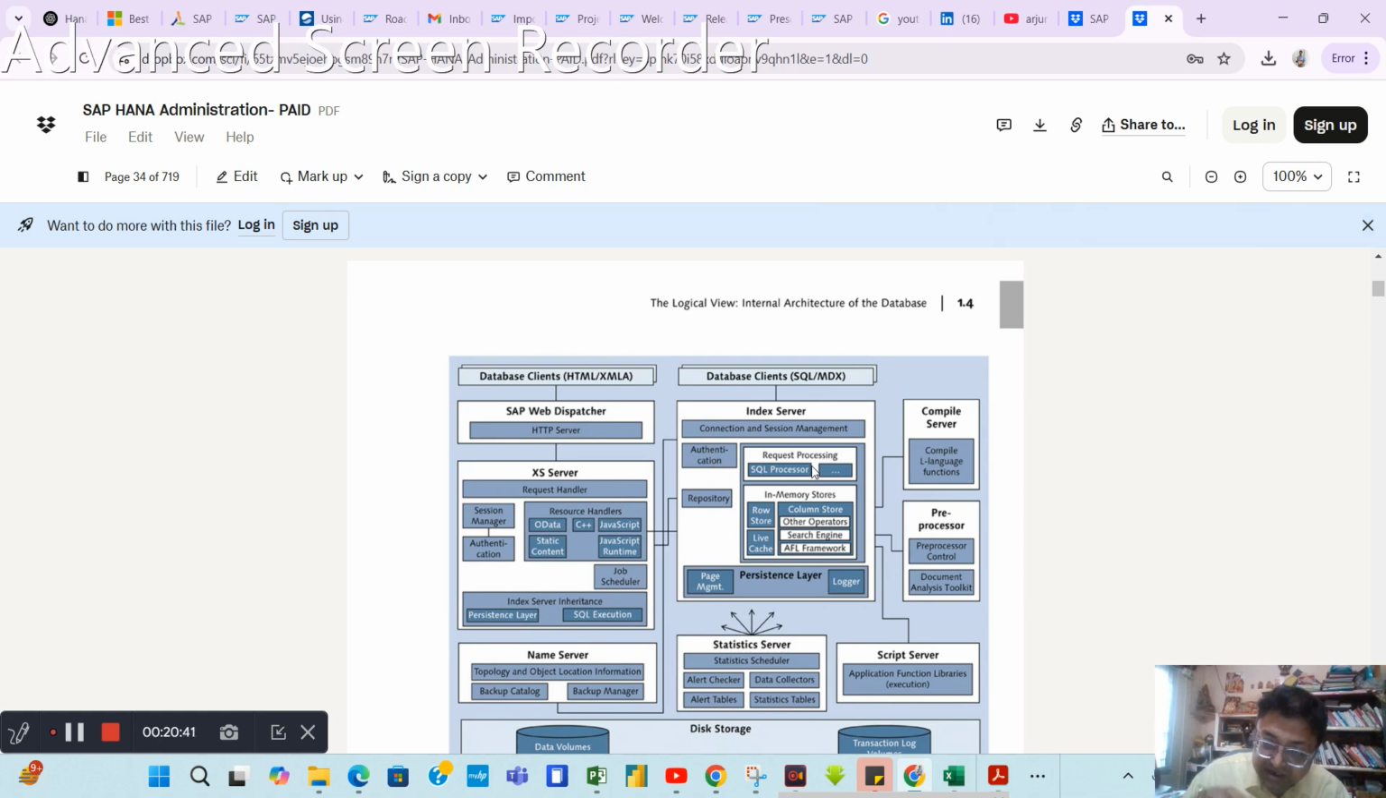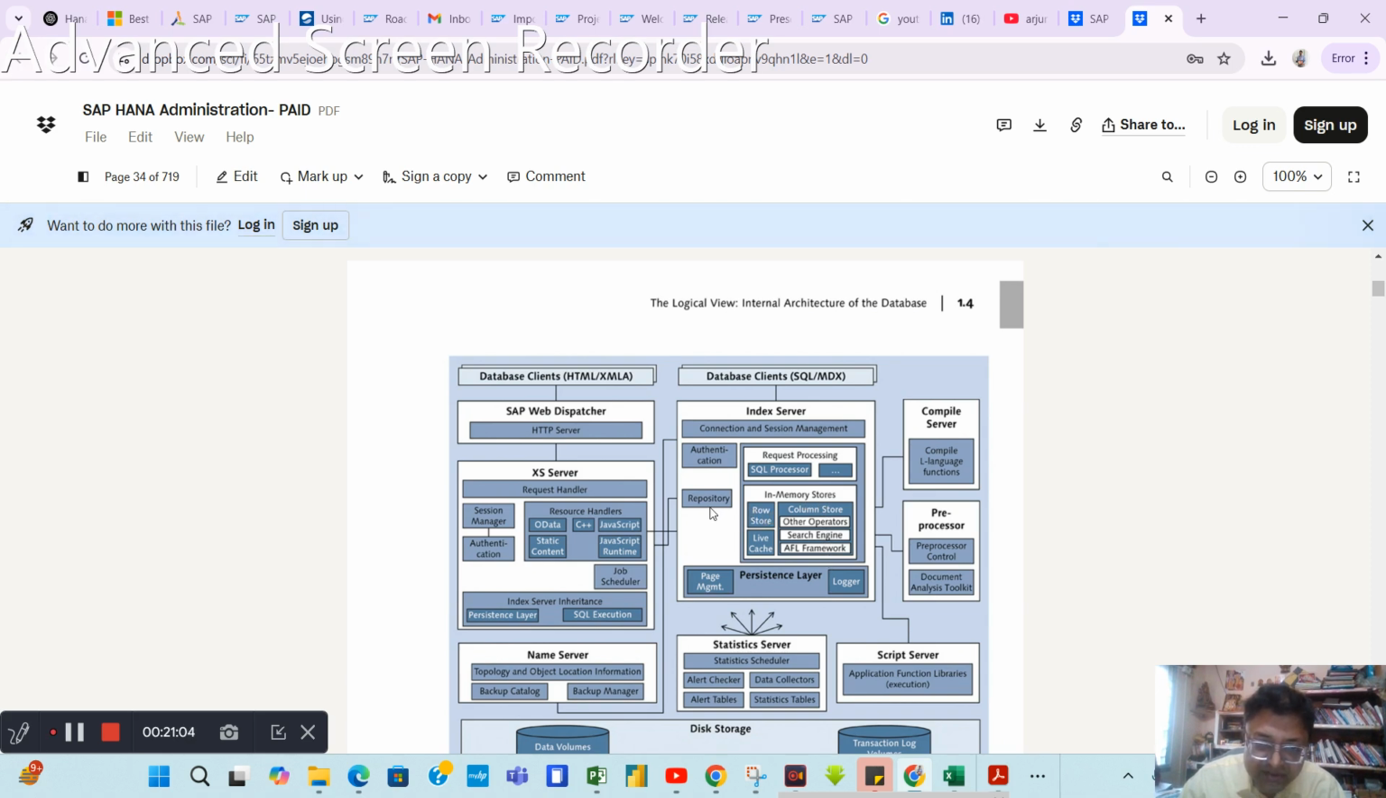Once the request gets authenticated, it is processed here in the SQL engine. Below that there is the in-memory store I am talking about, which is row store, live cache, and column store. All these three are inside the in-memory system. And there are other operations also: there is a search engine and the AFL framework.